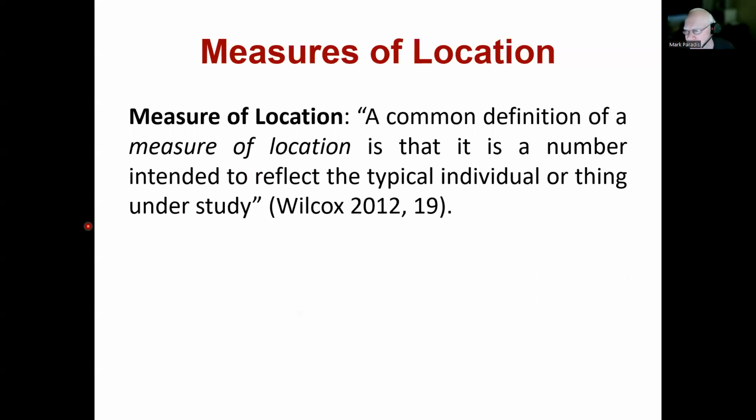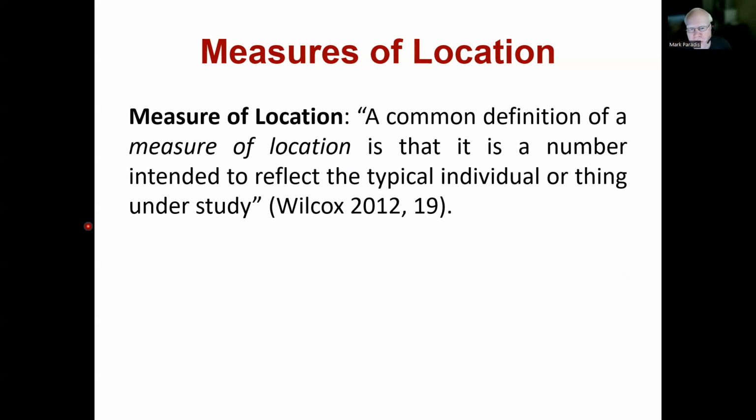A common definition of a measure of location is that it's a number intended to reflect the typical individual or thing under study. So we've got all these different observations, and we want a way to convey to someone, if we had to say, what is the typical, what is the average observation within this data set, you can understand this data set best by looking at what is the typical observation within it.